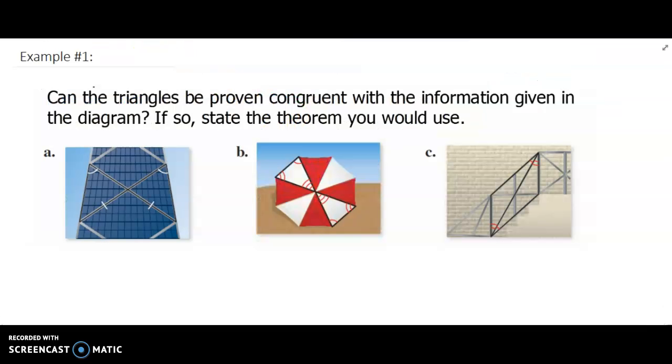All right, so let's look at example 1 now. And we have 3 different pictures, and we want to know, can these triangles be deemed as congruent? And if so, which theorem would we use? All right, so let's look at this one. Let me see if I can draw this.